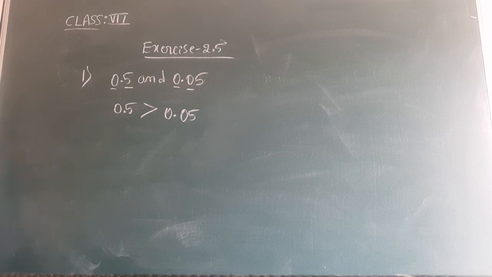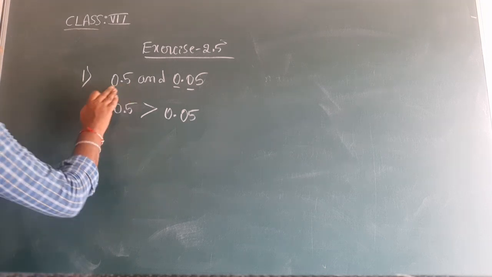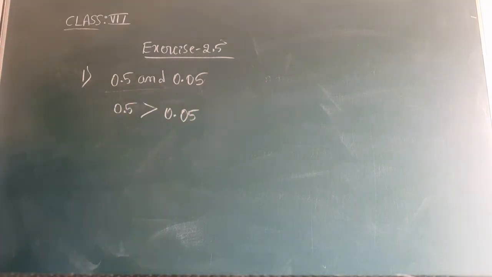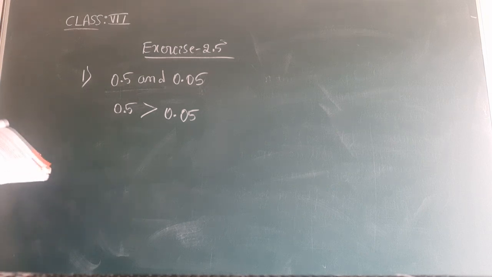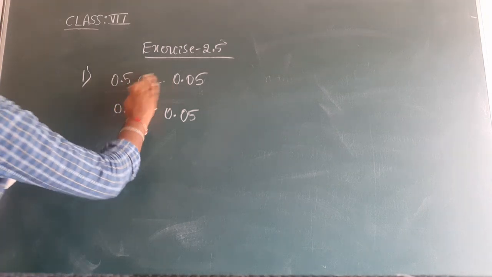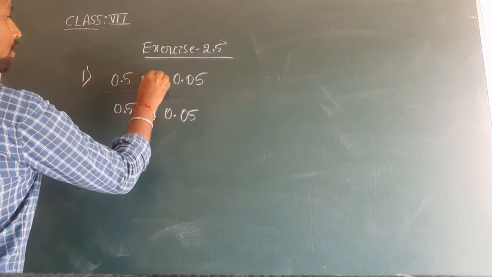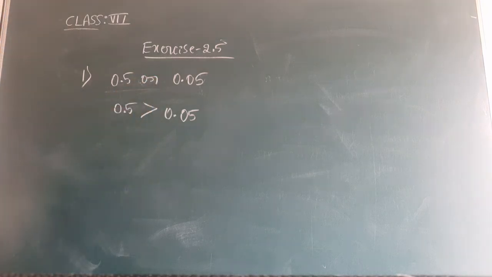This is how to compare two decimal numbers. Okay? I will compare one more value here. Sorry, this is 0.5 or 0.05. Now second one.